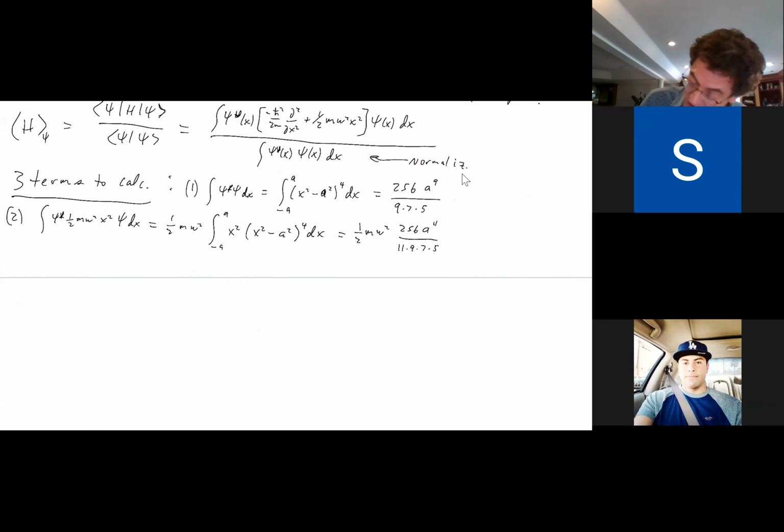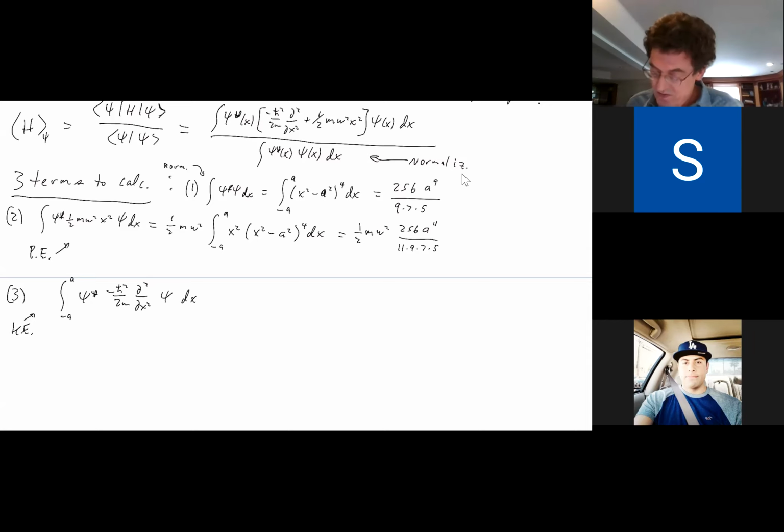Okay, then we have the third term, which is going to be the kinetic energy term. So I guess I'll call that the potential energy term, and the previous one was the normalization term. And now we have the kinetic energy term, which, of course, is going to be the integral from negative a to a of psi star times negative h bar squared over 2m d squared dx squared times psi dx.